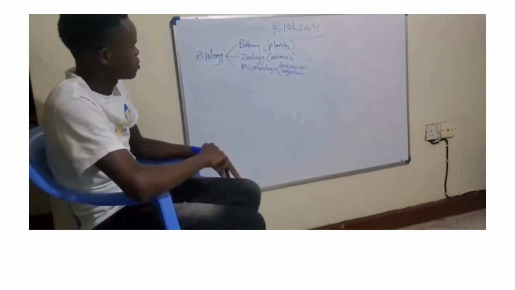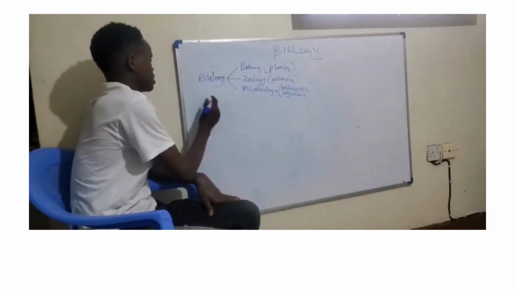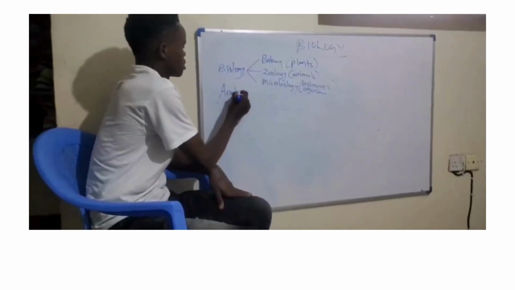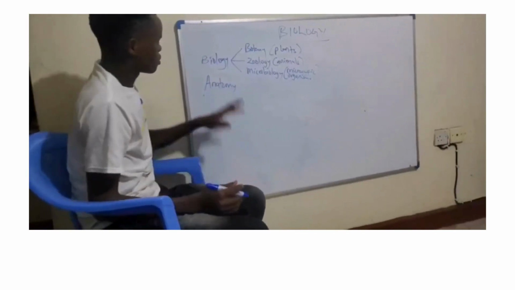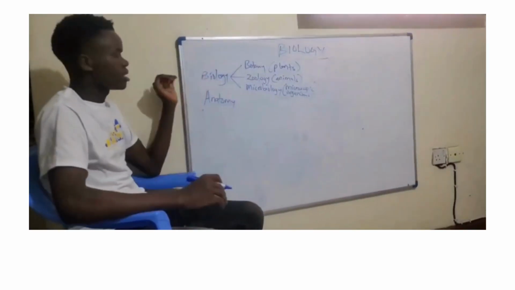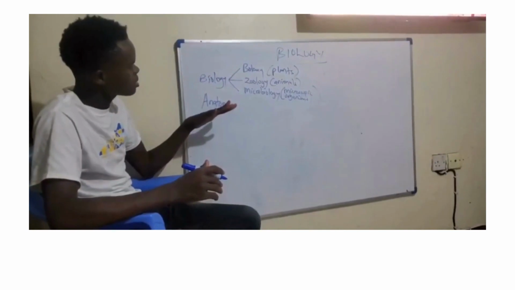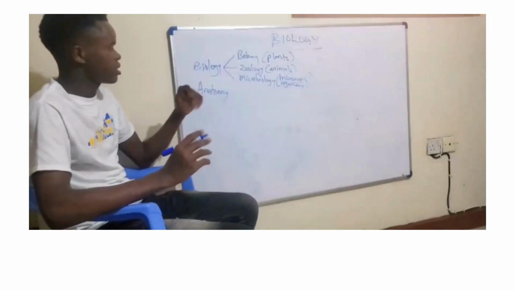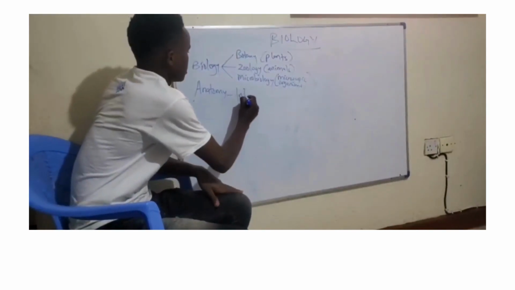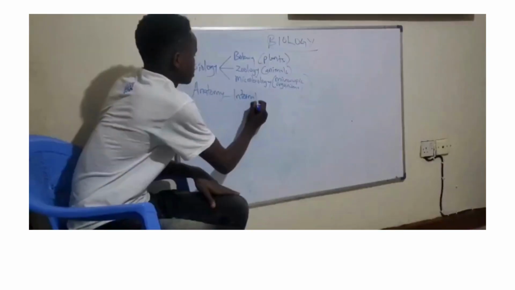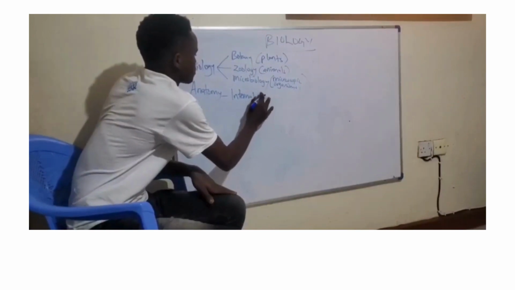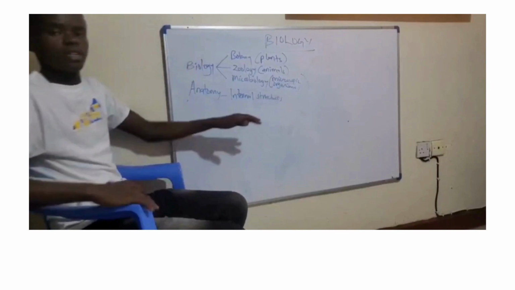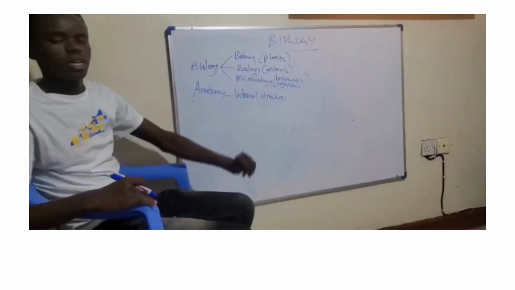So now we said botany, zoology, microbiology. The other thing I want us to look at is anatomy. This is a very broad branch of biology. What is anatomy? Anatomy is the study of internal structures of living organisms. Internal structures, mark that one. Study of internal structures of living organisms.